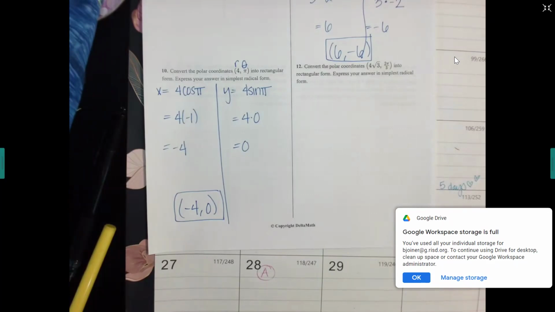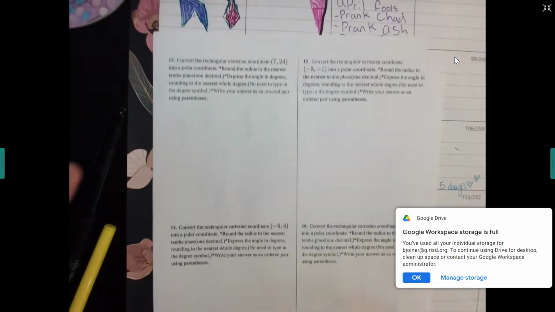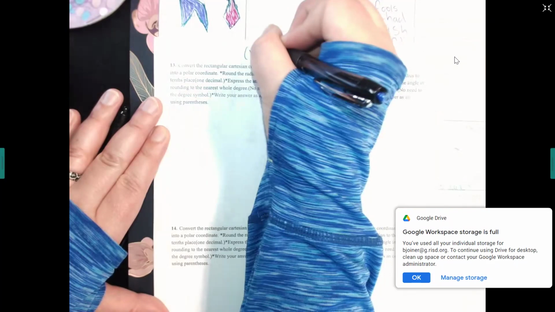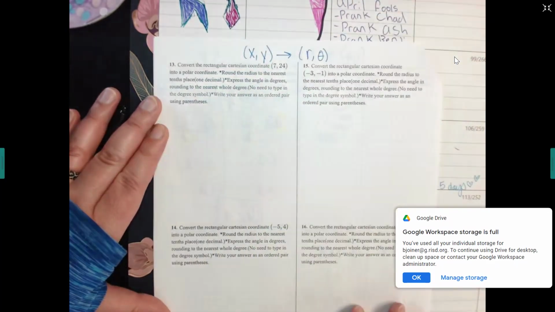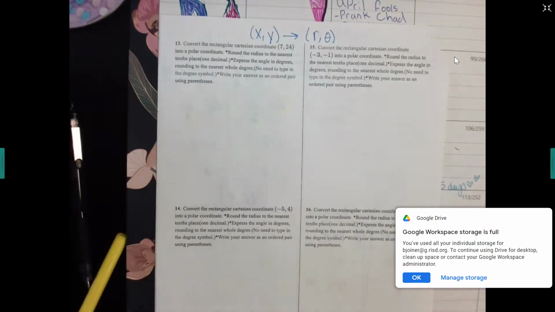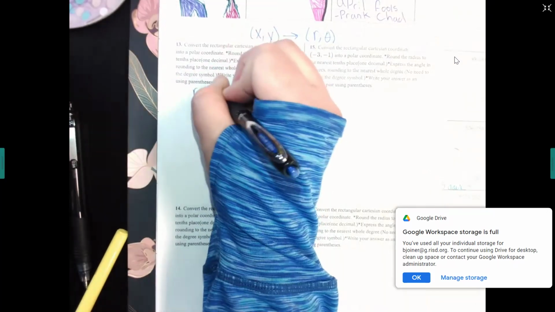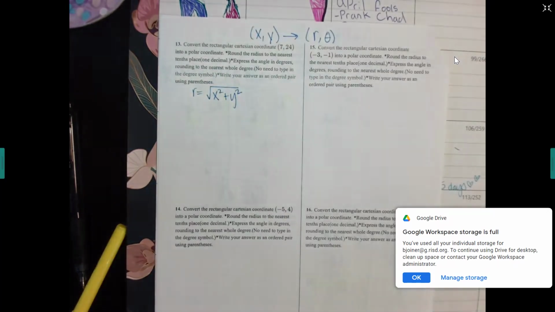On the next page, you're going in reverse. So you have the x comma y, and you're trying to turn it into an r comma theta. In case you do not have your formulas, I'm going to give them to you. R is going to be the square root of x squared plus y squared. That's just like vectors. If you want to make a little note to yourself, remember, no negatives in this.